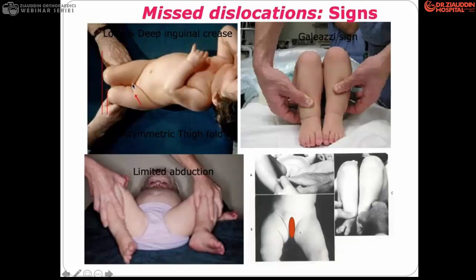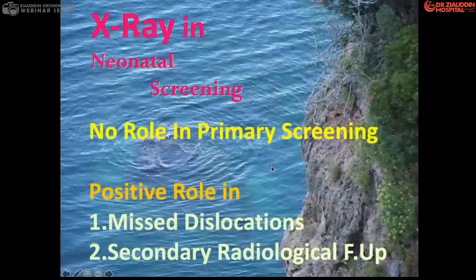So here is the deep inguinal crease along with an extra crease. There is no extra crease here, and there is a shortening here, and shortening also on the Galeazzi test, and limited abduction while changing the nappies. These are the findings of missed dislocation. Again, in the Campbell's photo, there is a deep inguinal crease, extra crease, but not on the other side. So she may have a dislocation on this side and less abduction on this side, which are the signs of missed dislocation. So the tool which mostly helps is the X-ray.